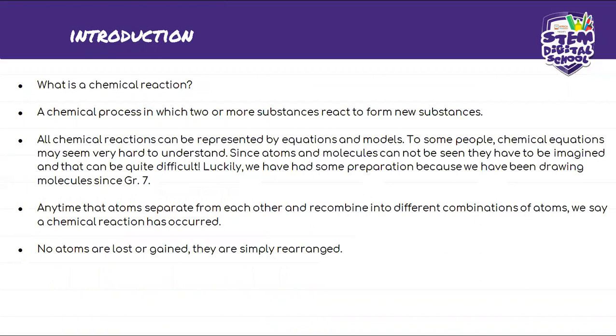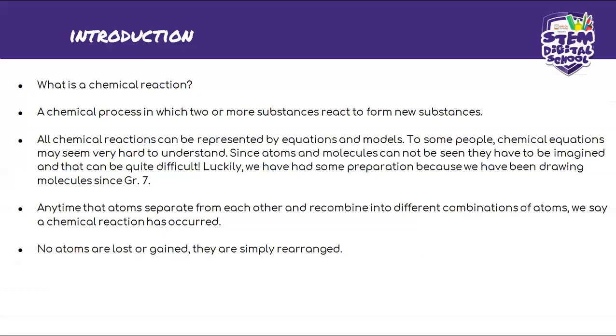All right. So, what is a chemical reaction? A chemical process or reaction in which two or more substances react to form new substances. So, I repeat, a chemical reaction is a chemical process in which two or more substances react to form new substances. So, what it means here is that a chemical reaction is basically having two substances, putting them together, and then they will give you a new substance. So, for example, if I have substance A and B, then I react them, then I get substance C, then it's a chemical reaction. All chemical reactions can be represented by equations and models.